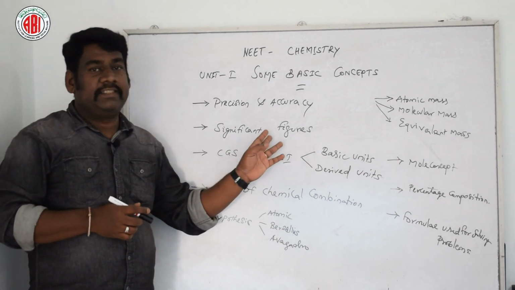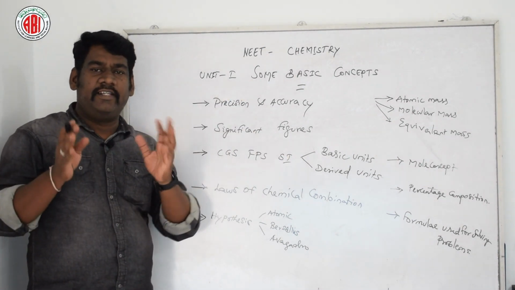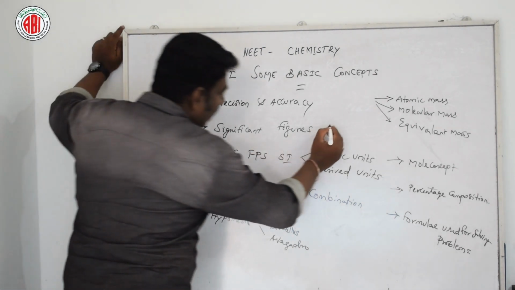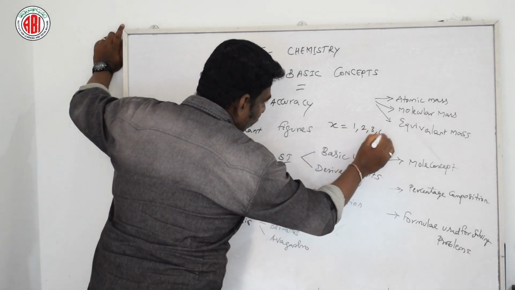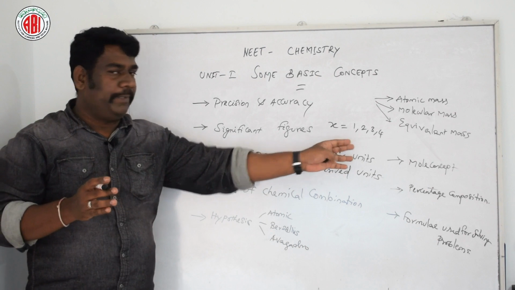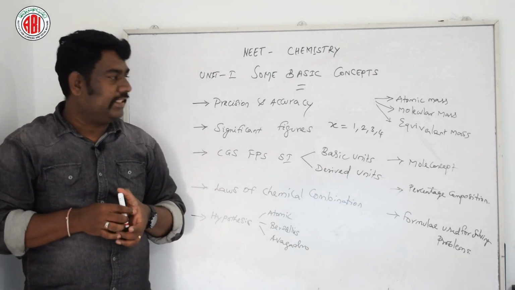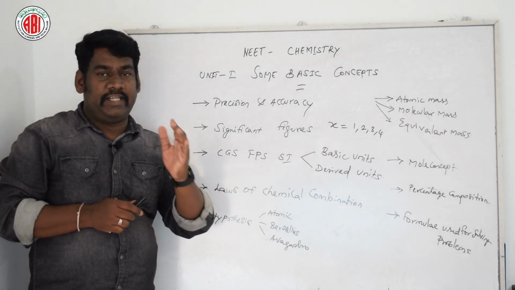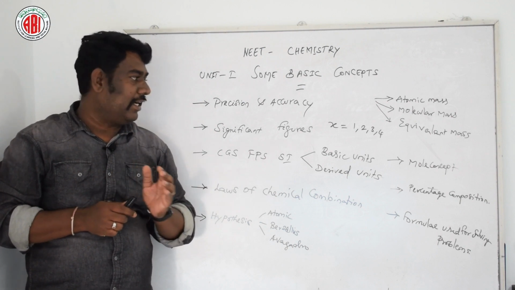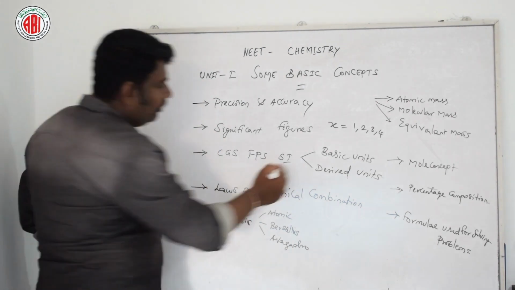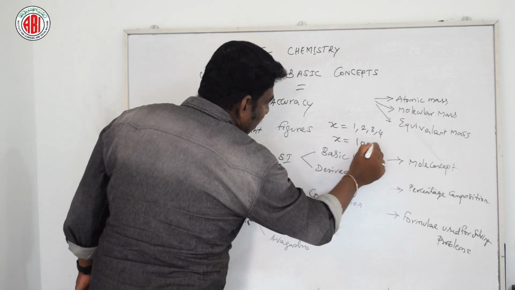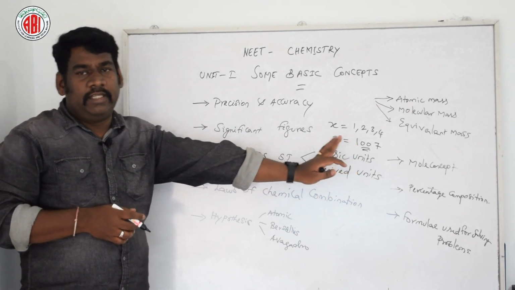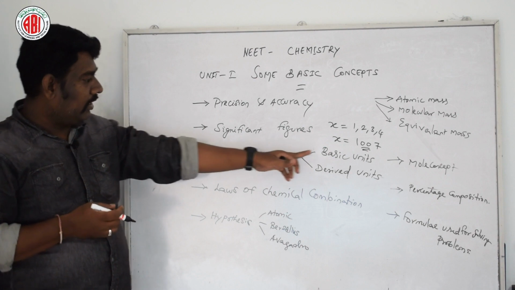The first rule for significant figures: all non-zero digits are significant. For example, x = 1234. These are non-zero digits, so these are significant figures. That is rule number 1. Rule number 2: all the zeros occurring between two non-zero digits are significant figures. For example, x = 1007. In that there are two zeros between the non-zero digits, so this is also significant according to rule number 2.